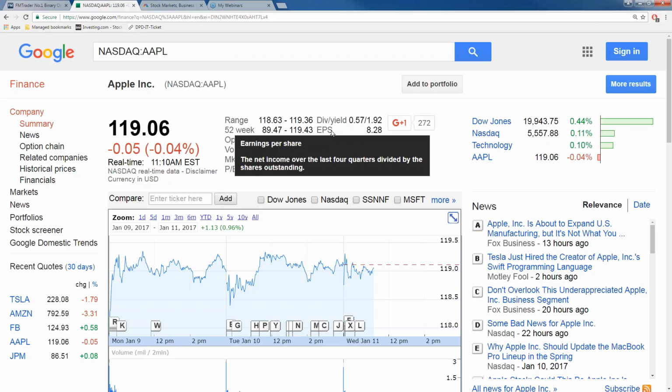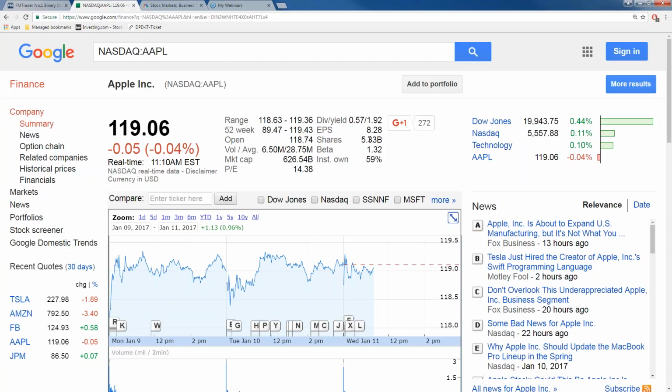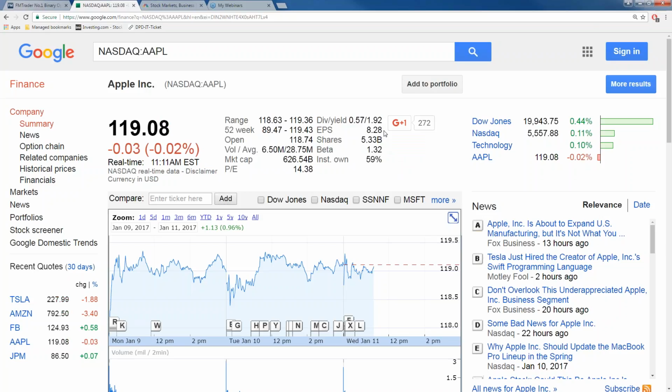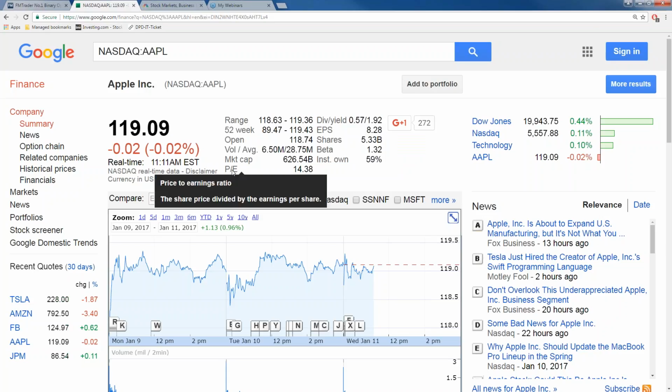So if I take the whole revenue of Apple in this case, how much money Apple made in this year, and I divide it by 5.33 billion, I'm going to get how much money it is per share, right? I take the whole income divided by the number of shares, and I'm going to get the earnings per share, the EPS, which in Apple's case is $8.28.